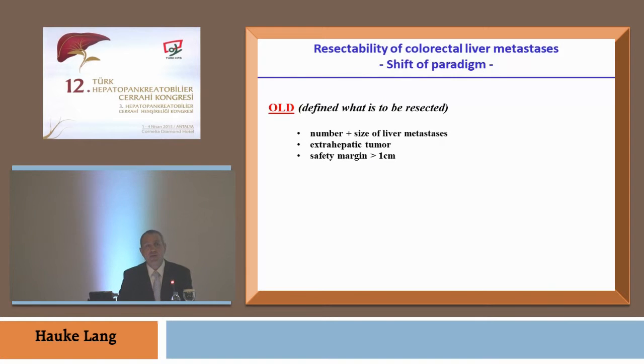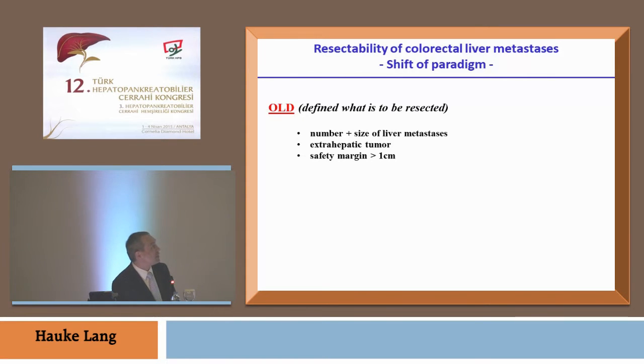So finally, I think the tumor entity where we can best say where are the borders of resectability or where we have new criteria is colorectal liver metastasis because of chemotherapy. In colorectal liver metastasis, there has been a real shift of the resectability criteria. The Americans already say that it's a shift of paradigm.